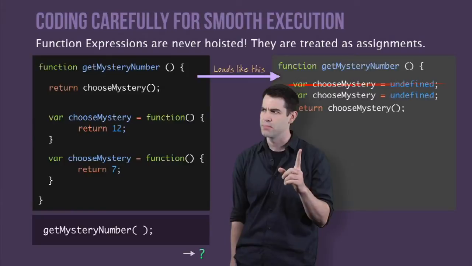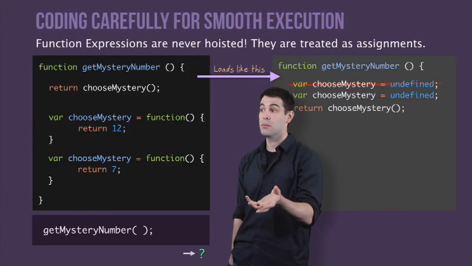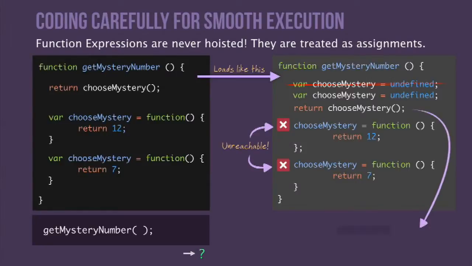But there's a problem. Because check it out. After that return statement, both of the choose mystery assignments are completely unreachable because the function thinks, oh, well, I'm just going to return and call this random choose mystery variable that he's assigned. And as a result, we get an error. So this function does not complete at all and never returns anything that we would want it to return, neither 12 nor 7.